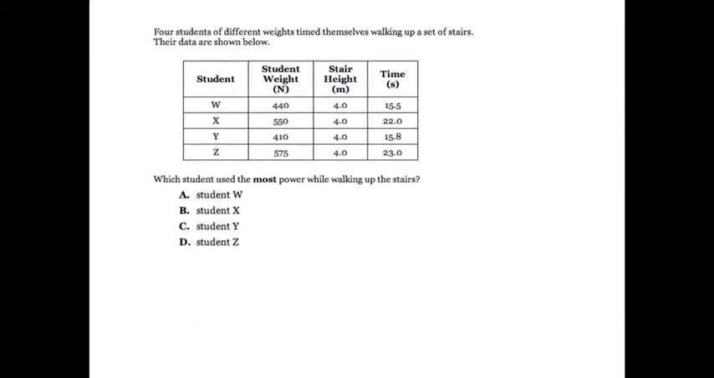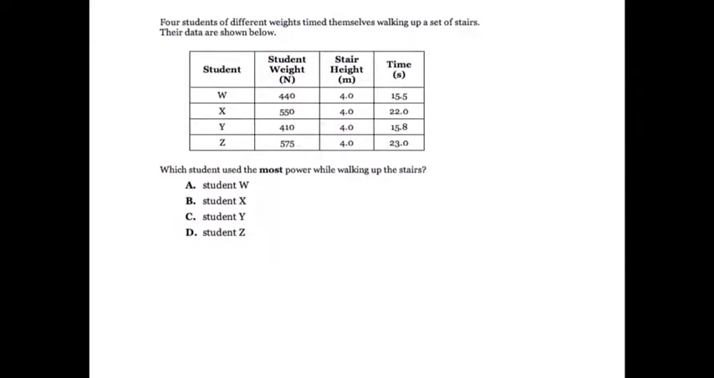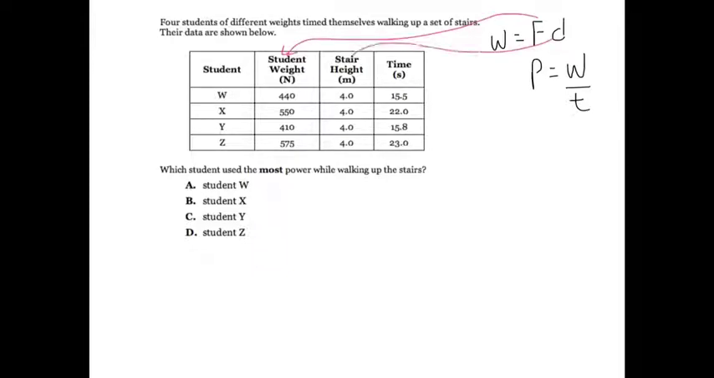Moving on. Ooh, I had a lot of blank space there for extra work if necessary. All right, four students of different weights timed themselves walking up a set of stairs. Their data is shown below. Which student used the most power while walking up the stairs? Well, that's pretty straightforward. Let's first remember that work is force times distance, and power is work over time. So our force is the weight, our distance is height, and we can figure out work. And then to figure out power, we just have to divide by time.